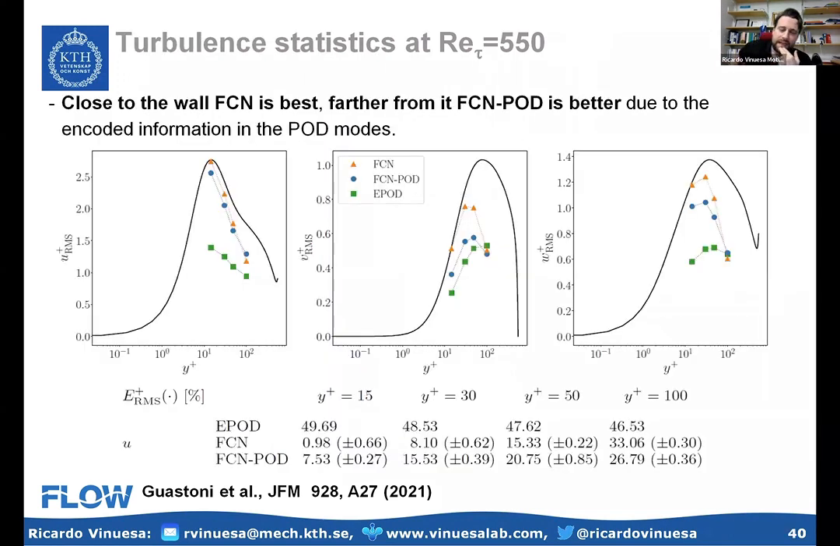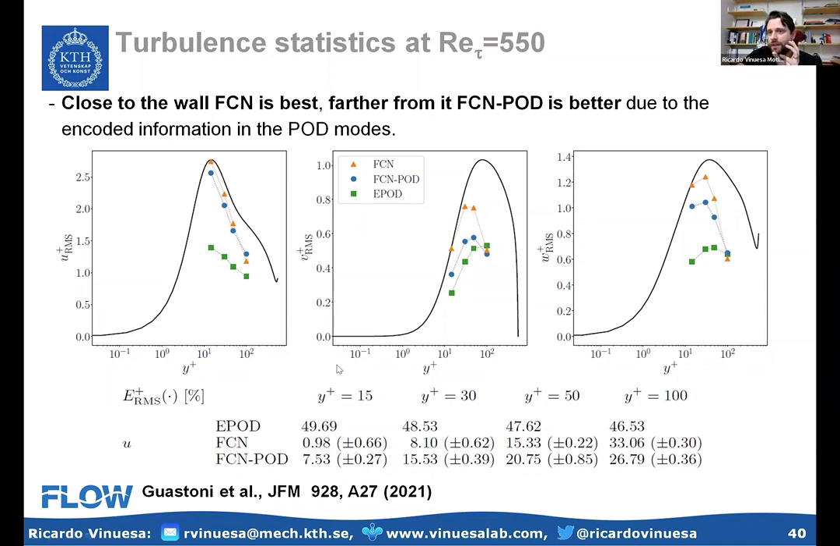Okay. And if we look now at the statistics, what we see are these three figures: the streamwise, wall-normal, and spanwise velocity fluctuations. The black line is the reference of the DNS. The orange triangle is the fully convolutional network, the FCN method. The blue dot is the FCN-POD, and the green square is the extended POD. So what we see is that close to the wall, the orange triangles, the FCN, perform extremely well. The streamwise velocity fluctuations have less than 1% error close to the wall when using the FCN method.